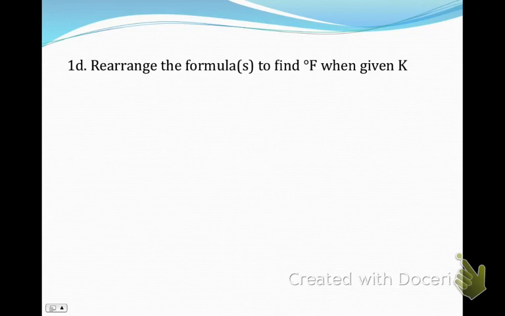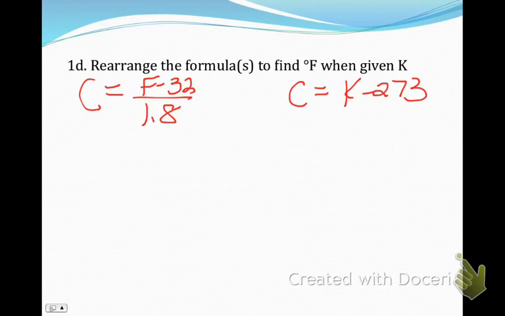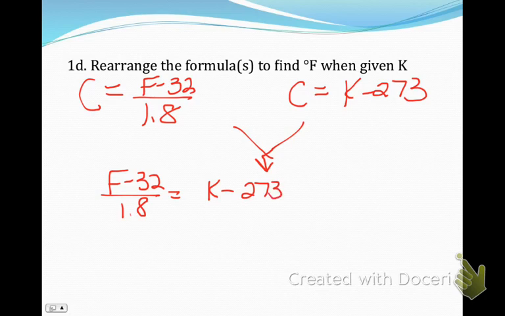So rearrange the formulas to find degrees Fahrenheit when given K. I can use that same equivalency that I had before, where I had Celsius is equal to F minus 32 over 1.8, and Celsius is equal to K minus 273. I can make these equal to one another. So F minus 32 over 1.8 is equal to K minus 273. This time I want to get F all by itself. So let's see, we'll do a little bit more math here. Not too big a deal though, right guys?